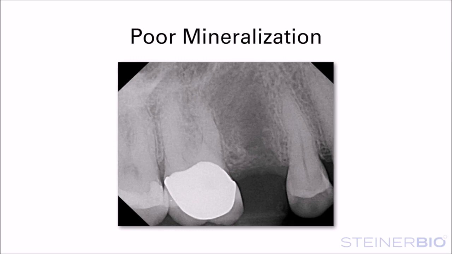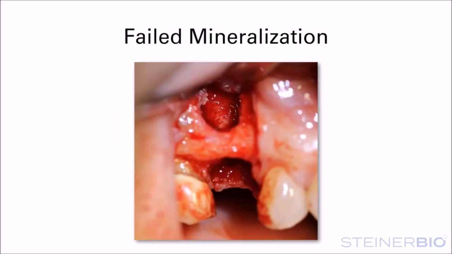Here's an elderly lady in her 80s. You can see we have very poor mineralization after an extraction, and we want to put in an implant. However, once the flap is opened and granulation tissue is removed, you can see that we have no bone for implant placement. We have a huge defect in the buccal wall and a very large extraction socket that's much larger than the extraction socket of a normal tooth.